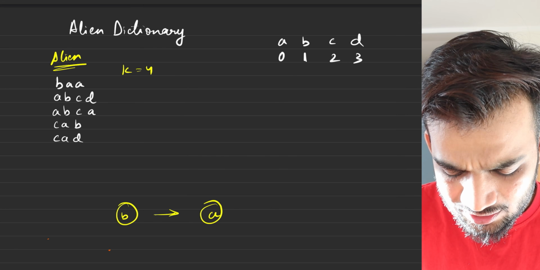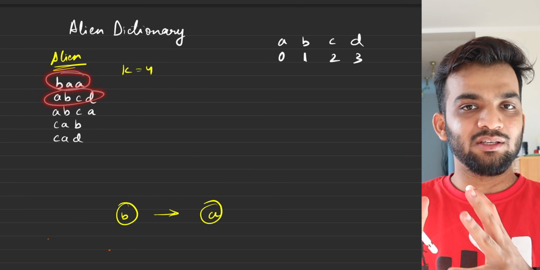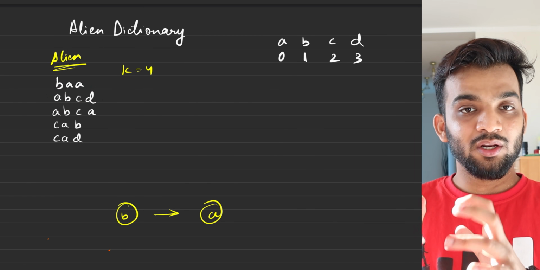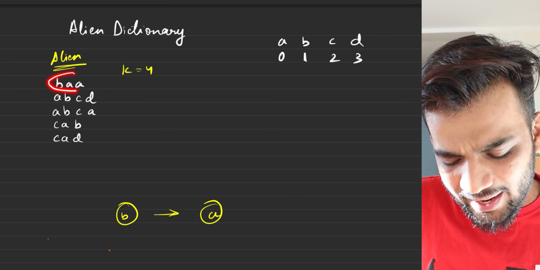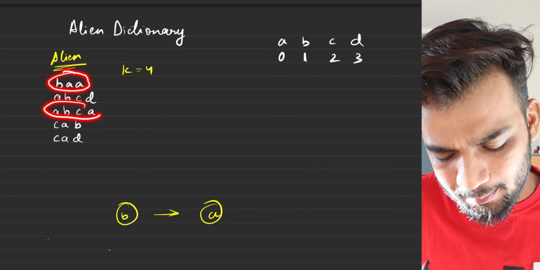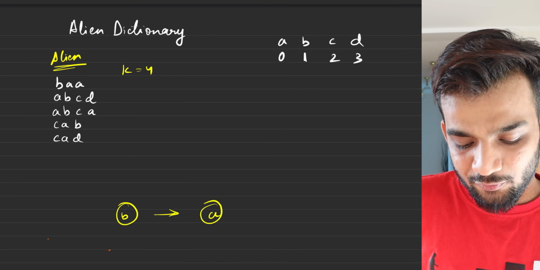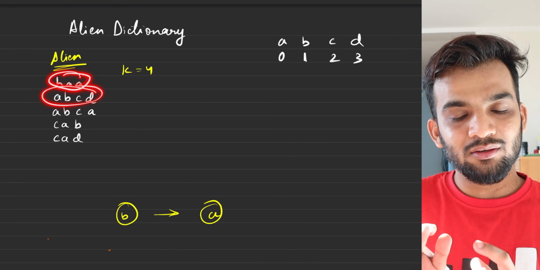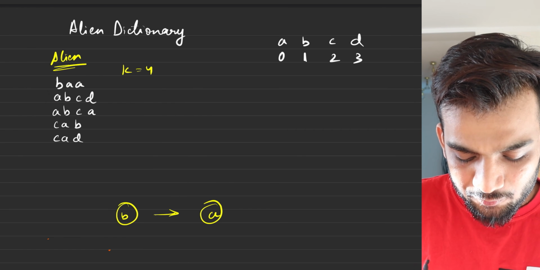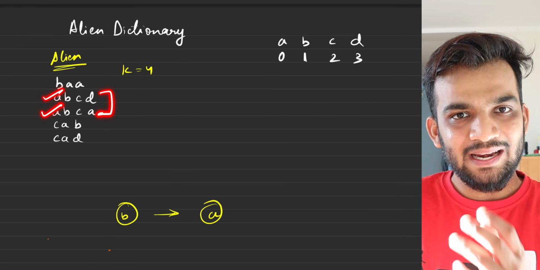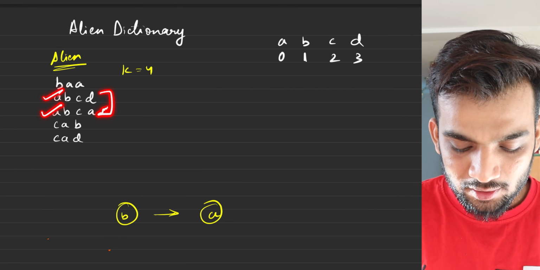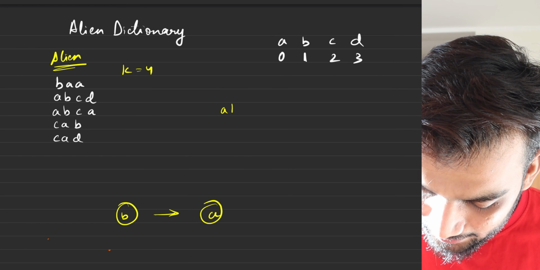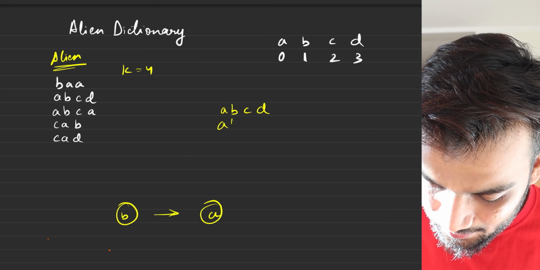Now, if BAA appears before ABCD, that's a pair that we have figured out. Do I need to again check why BAA appears before ABCA? There's no need, because if we check BAA and ABCD, we are satisfied. If we do the next two, it will continue the flow. Got it? So the next two are very simple, ABCD and ABCA.